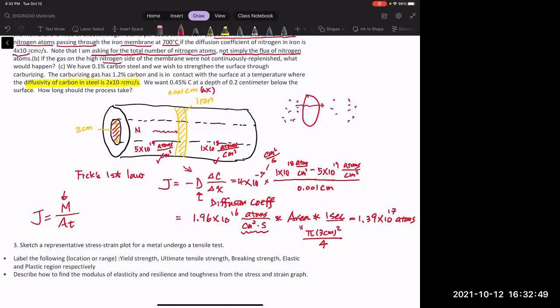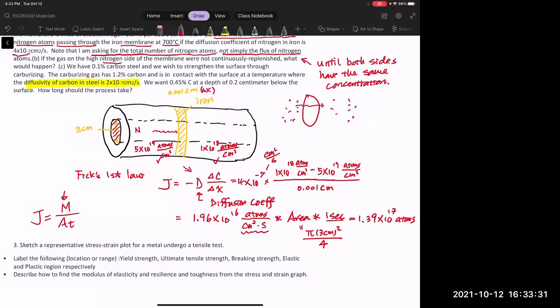Well, if that is the case, the diffusion will continue happening until both sides have the same concentration. So the answer for part B is it will continue to diffuse until both sides have the same concentration.